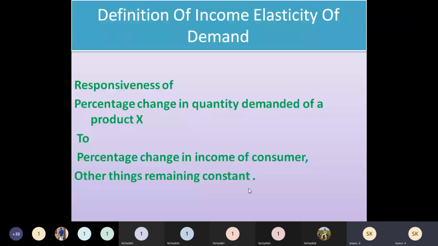So to measure this income elasticity of demand, we are going to measure it in two ways. One is graphical measurement.